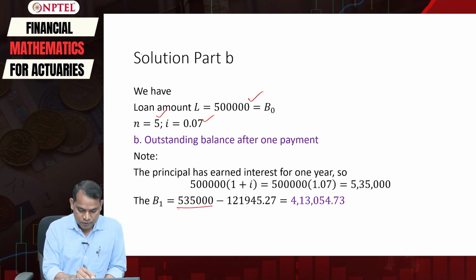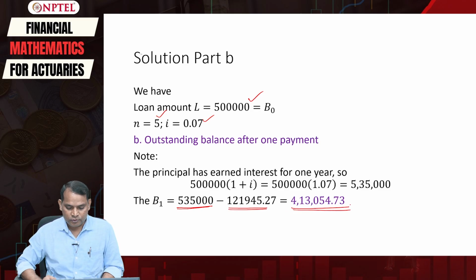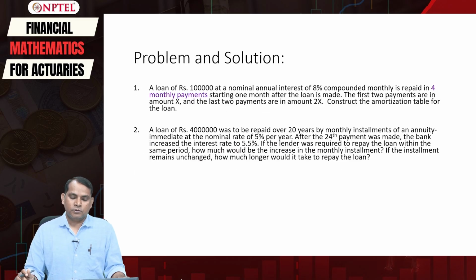So this one is your total interest payment, that is, the initial loan balance, 5 lakh, multiplied by 1 plus i. That will give you this amount, and then this is the installment amount. So this is the total loan balance. So we will have B1 equal to this one. Okay, so now look at the next problem.